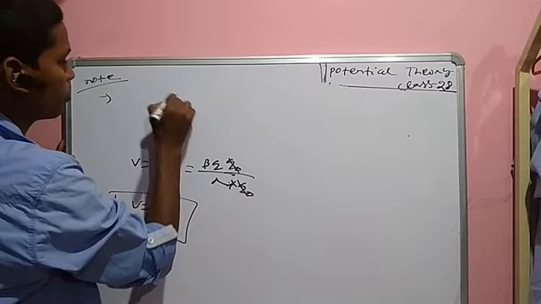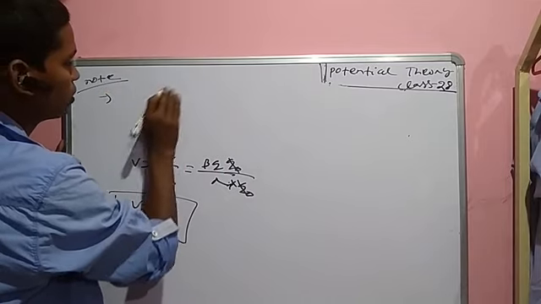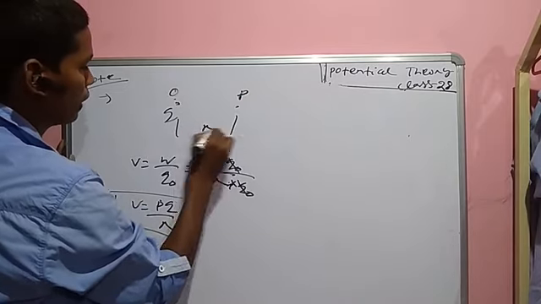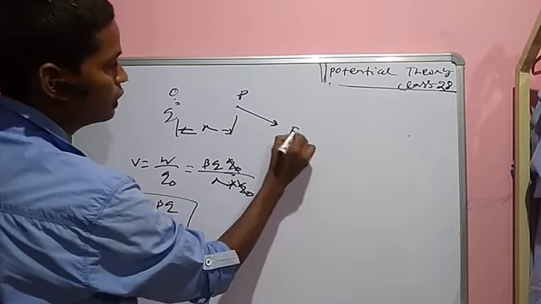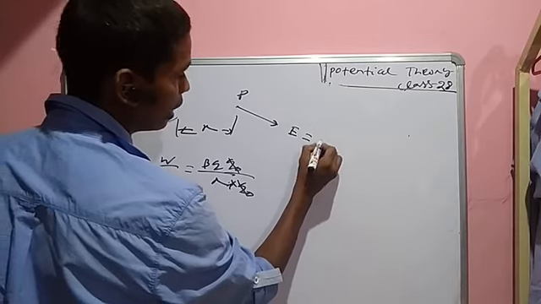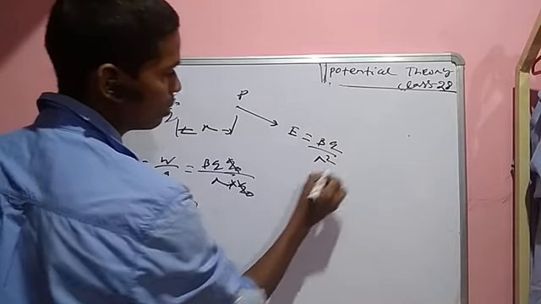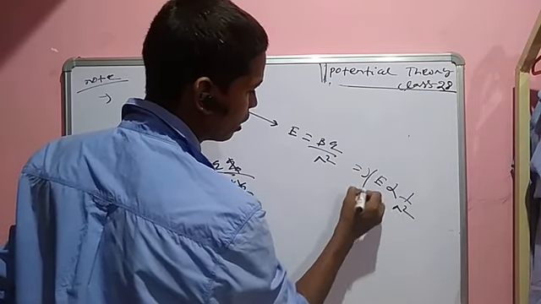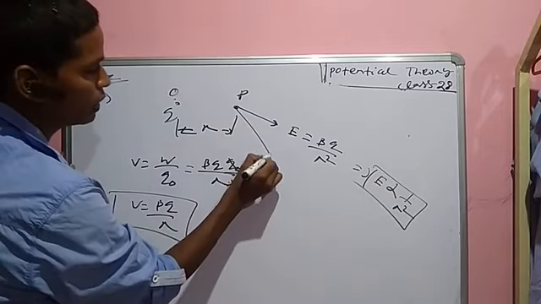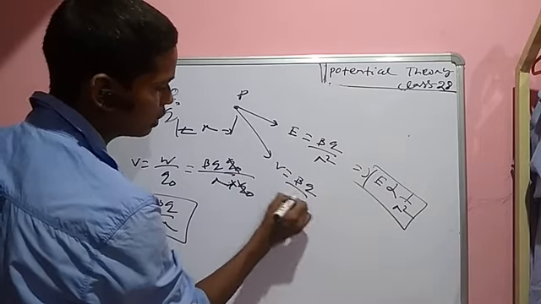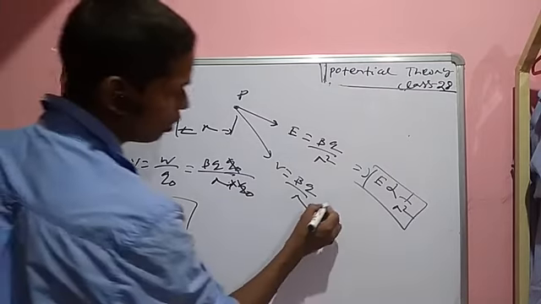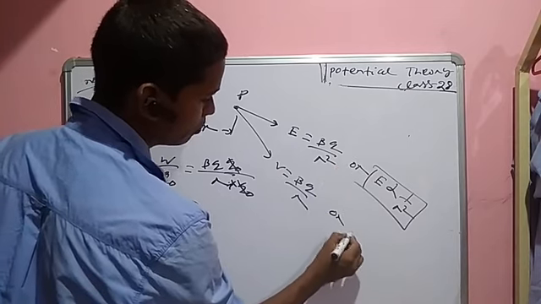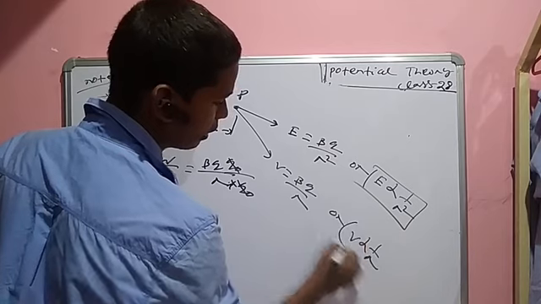Some notes. Suppose this is the point charge Q at O, and the point P is at distance R. Here E is equal to kQ by R square. We have already proved that E is proportional to 1 by R square. Here at this point V is equal to kQ by R, or V is proportional to 1 by R.